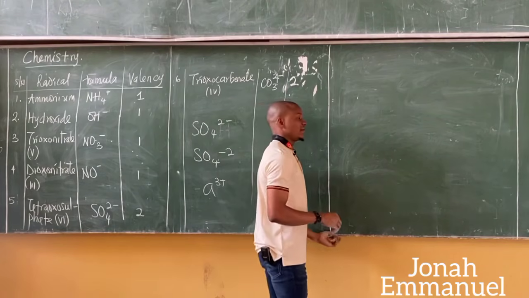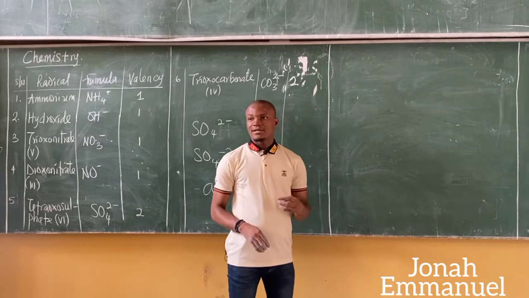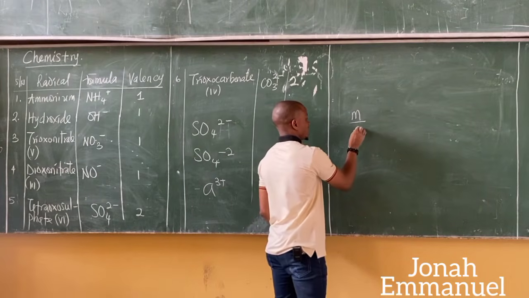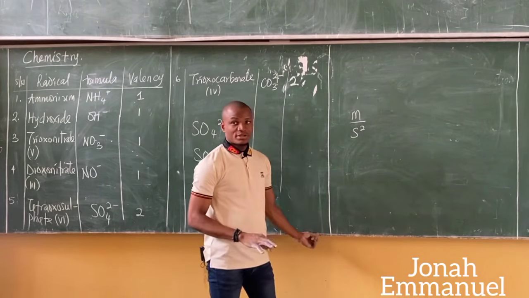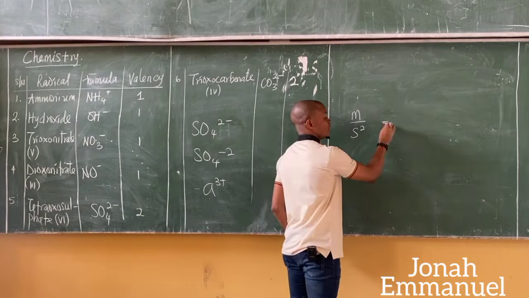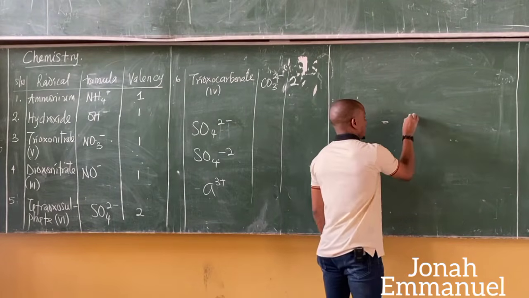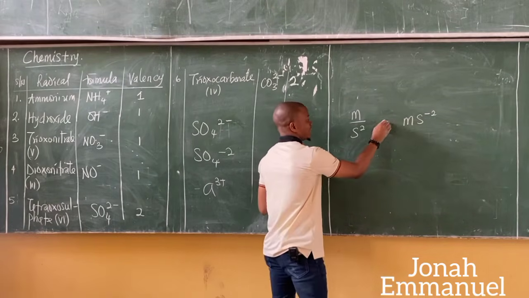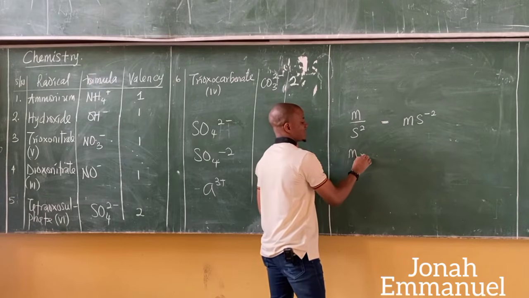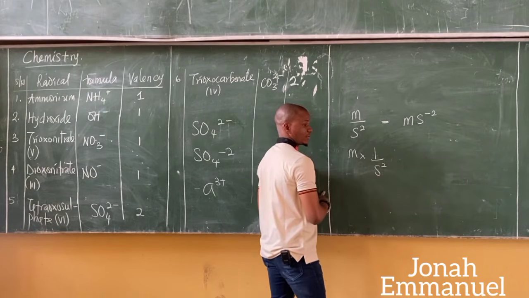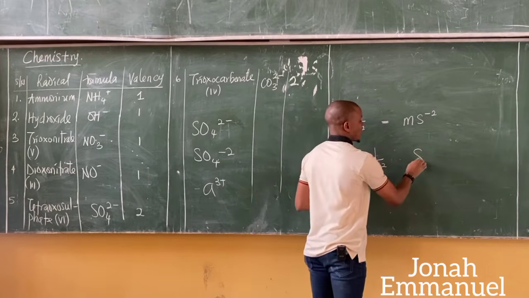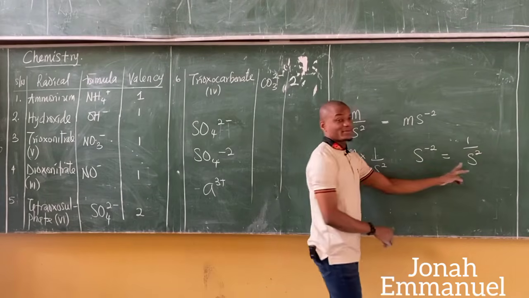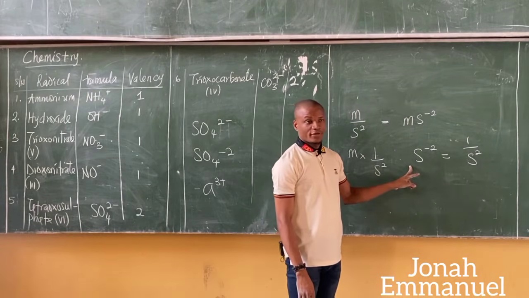For physics, let's say I want to write the SI unit for acceleration. What acceleration? Meters per second squared. True? It's acceleration. In its index form, this becomes m s to the minus 2. Obviously, I can write it as m times 1 over s squared. True or false? True. So it means that s to the power minus 2 is equal to 1 over s squared. This is mathematics. This is the concept of indices.